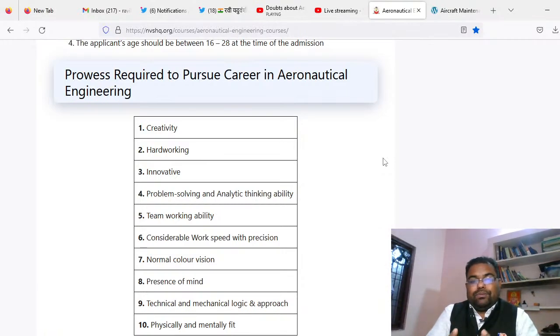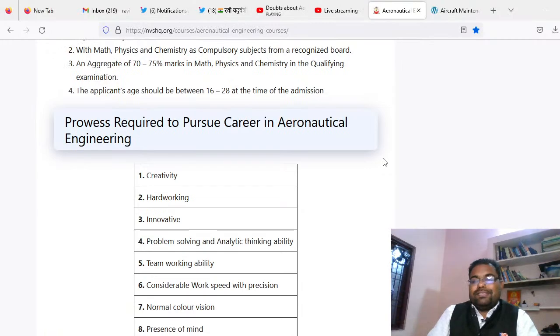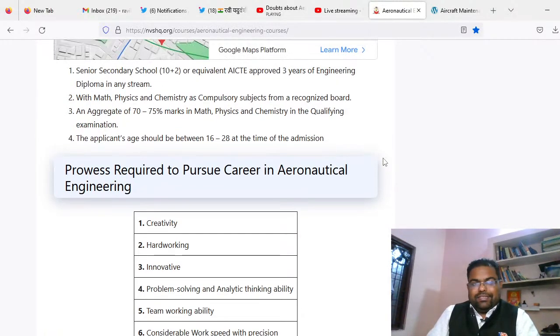And also you must have normal color vision, presence of mind, which is one of the most important factors if you want to become an aeronautical engineer. Technical and mechanical aptitude, and you must be physically and mentally fit. This is the requirement. So when you are coming for admission, your age should be between 16 to 18, just after you have done 10 plus 2, all right, and you must have physics, chemistry, mathematics usually, and general private deemed universities, they are just looking for 55% marks.